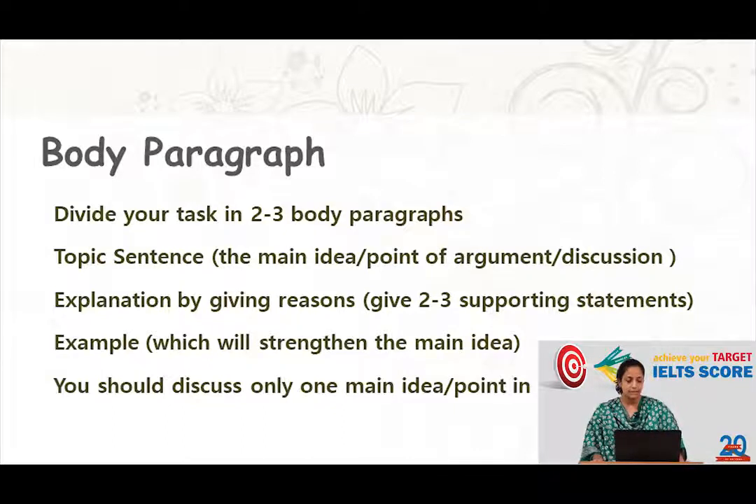Your body paragraph should start with a topic sentence, and the topic sentence will discuss the main idea or the main point of argument or the main point of discussion. After that, you have to explain it by giving reasons. You can explain it by giving reasons or by giving supporting details. You can even talk about the consequences or the results, whichever suits you, right? But make sure that you explain your idea properly. After explaining your idea, you will give one good example which will strengthen your main idea.